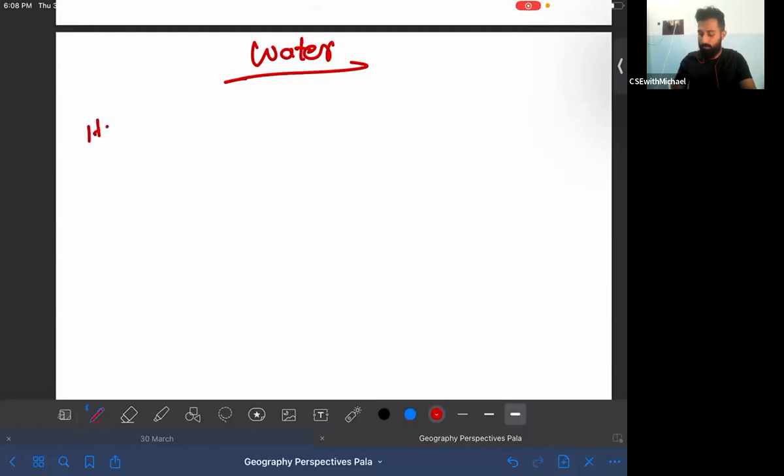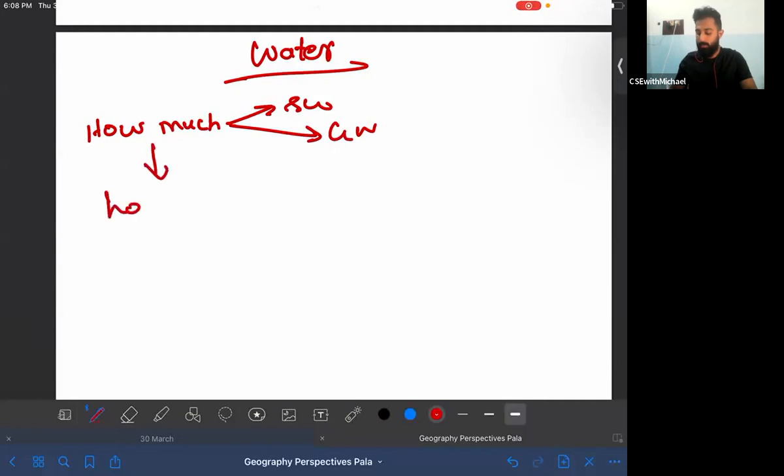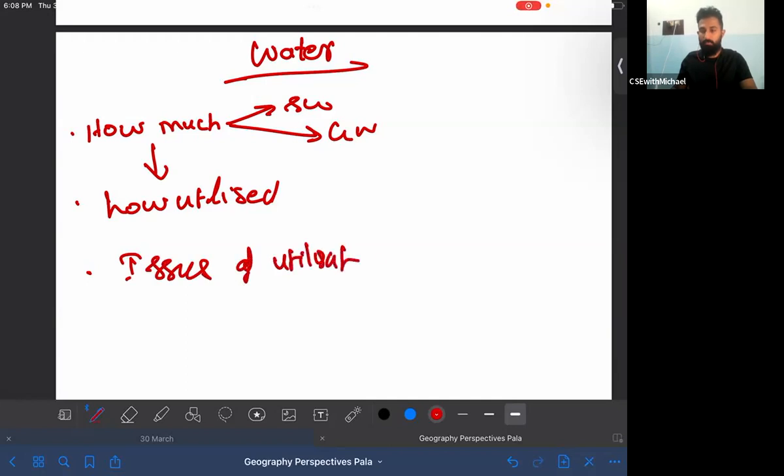So how much can be seen in the form of surface water and groundwater. There are two types of water resources, basically these two. How much, how we utilize, that needs to be seen. Issues in the utilization of water. Then I think we have to look at some of the solutions.